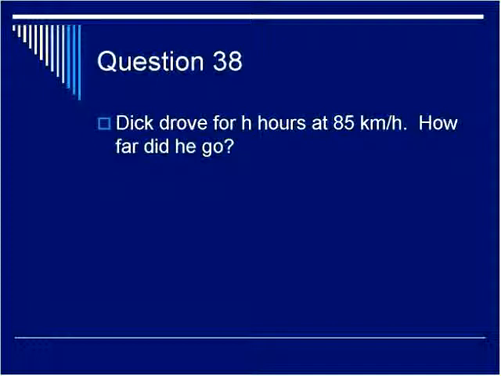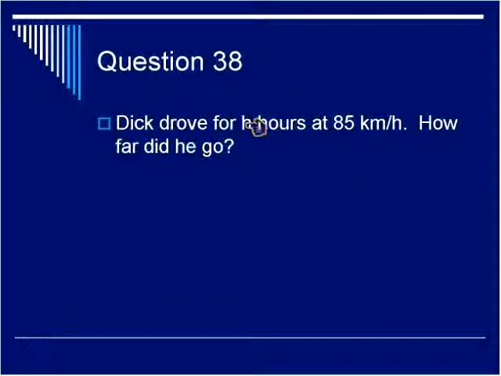And this is our final question of the mini lesson. Dick drove for 8 hours at 85 kilometers per hour. How far did he go? All right. He drove for 8 hours at 85 kilometers per hour. How far did he go? Now I know seeing kilometers per hour may kind of trip people up a little bit, but it's something you're going to get used to seeing, because we're going to see it throughout the semester.